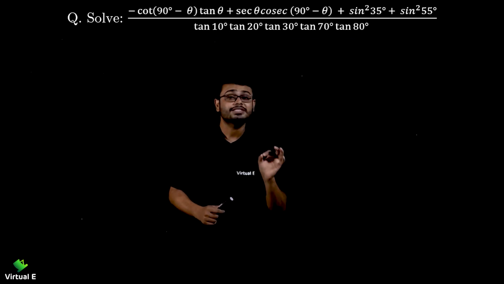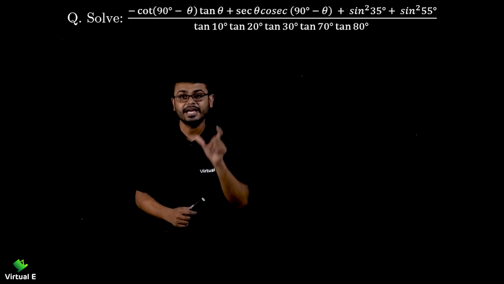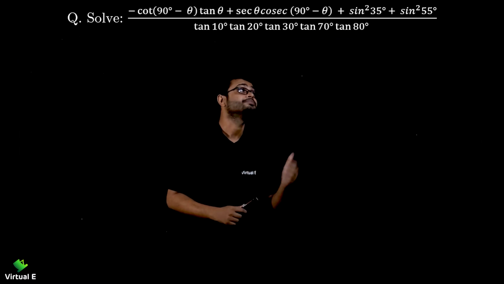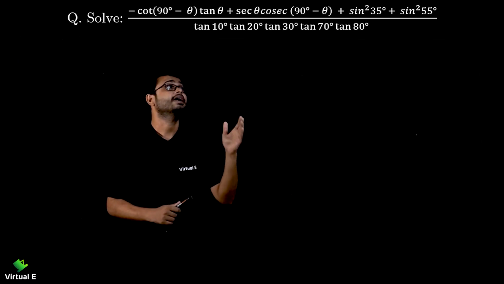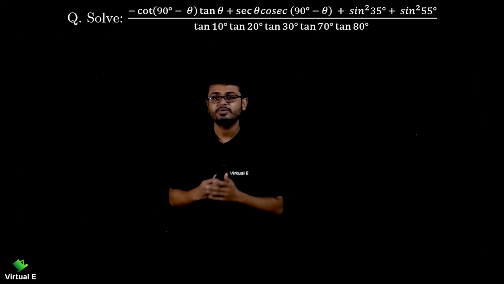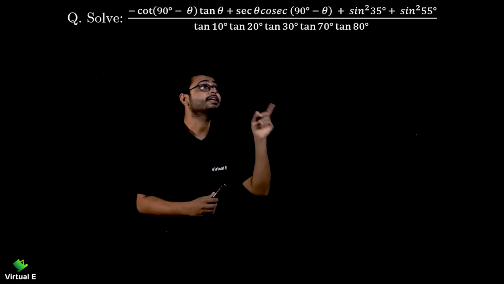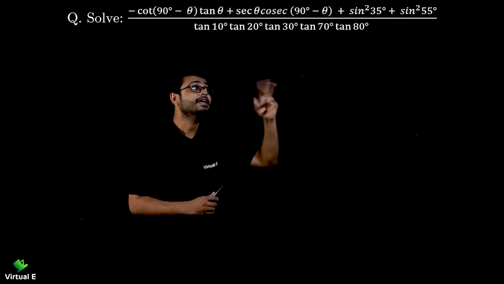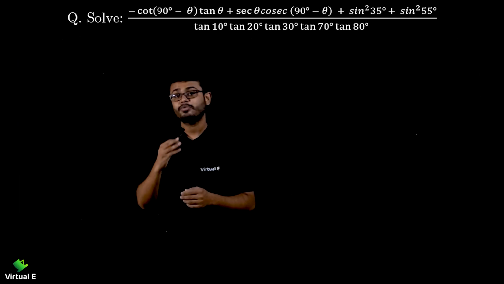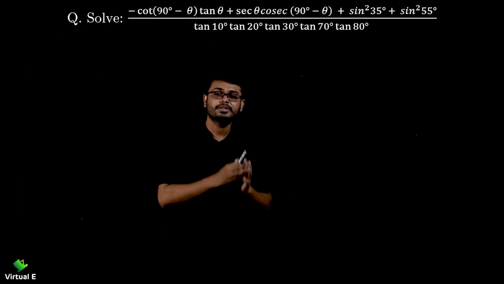When I taught the concept of complementary angles, I told you to add the angles, and if you are getting 90, you are going to use the concept of what? Complementary angles. Remember, let's come to the denominator. 10, 20, 30, 70, 80. Here as well you can use the concept of complementary angles. 80 and 10 will make 90. 20 and 70 will make 90. So in the denominator also we are going to use the concept of complementary angles, and there is tan 30 as well. So we'll substitute the values then, right?